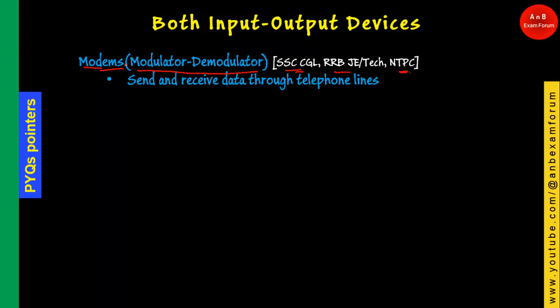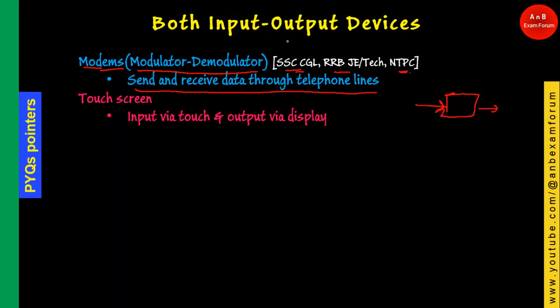So what does this device do? It is basically used to send or receive data through telephone lines. Generally we use it for the internet, but it can be used for other purposes also. Remember, it uses a telephone line to send the data, input and output. If this is your modem, it is used to send the data and it is used to output the data. So input is also there, output is also there, so it works as both input as well as output.